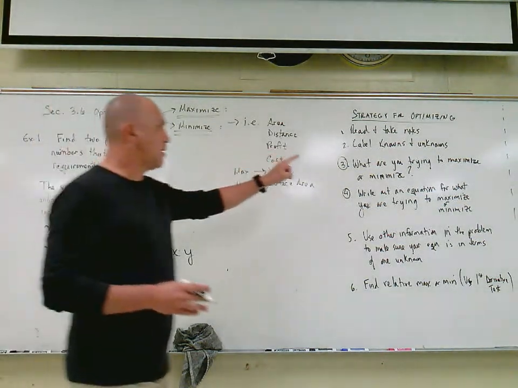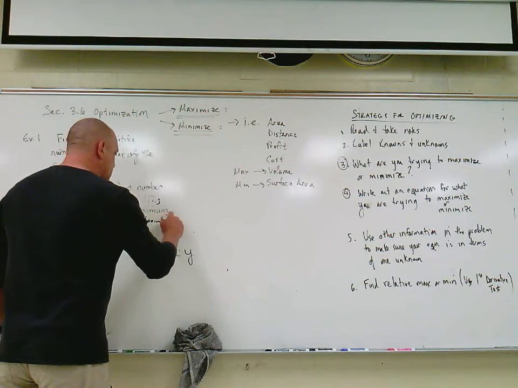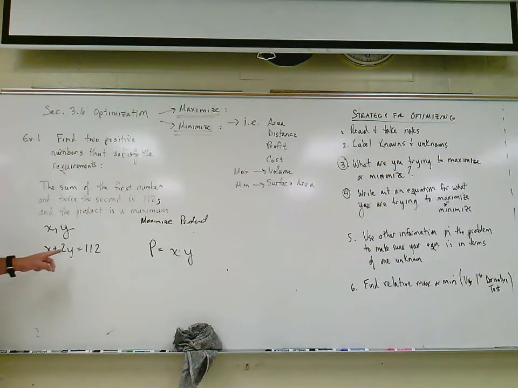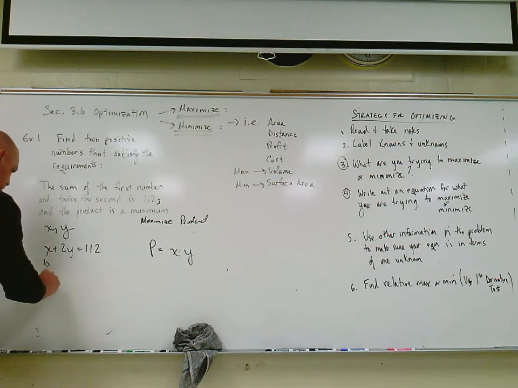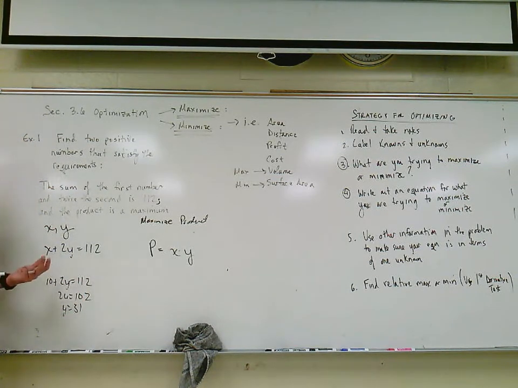Remember, what are you trying to maximize or minimize? I'm trying to maximize the product, because there's a lot of numbers you can do this to. There's a lot of numbers where you take a number and double another number, and they equal 112. We could play around with it on our calculator. If I put 10 here, 10 plus 2y is 112, so 2y is 102, and y has to be 51. Now I've got my two numbers, 10 and 51. Multiply them, I get 510. That's their product.